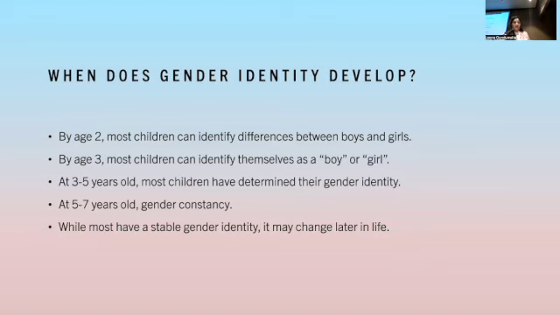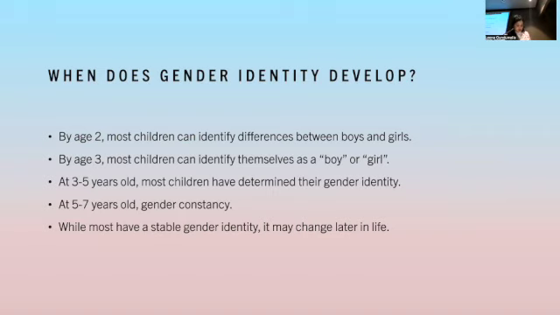So when does gender identity develop? By age 2, most children can identify differences between boys and girls. By age 3, most children can identify themselves as a boy or girl. This term may or may not match their assigned sex at birth. At age 3 to 5, most children have determined their gender identity. However, some may alternate between presenting themselves as a boy or girl. At 5 to 7, you have gender constancy.